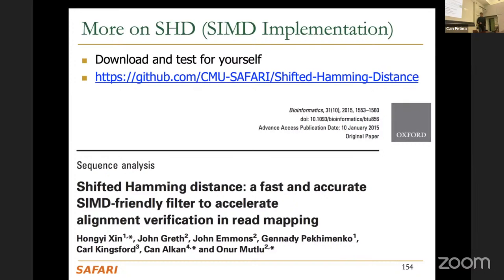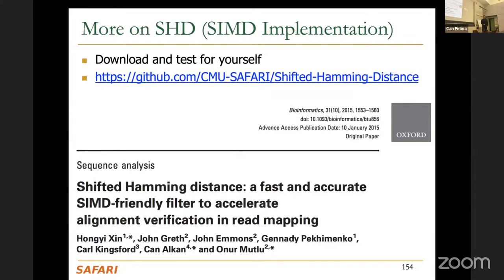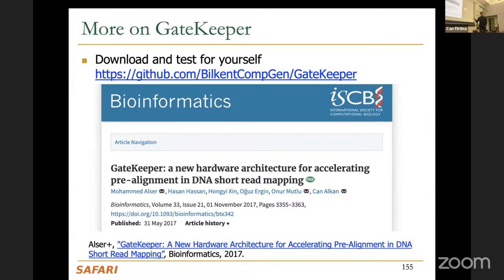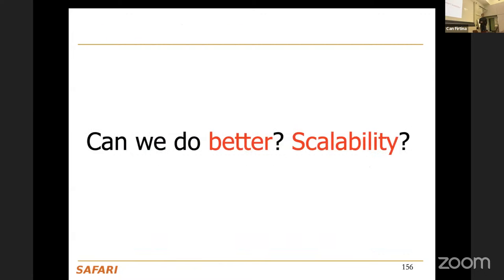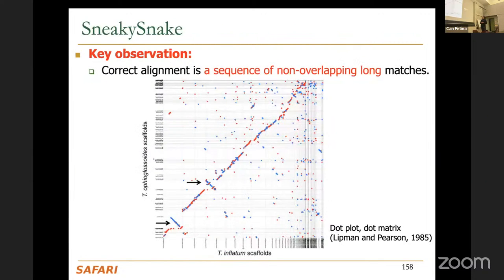So this is how we essentially achieve high performance improvements and also energy improvements and so on. And this is based on the shifted Hamming distance idea. You can take a look at the HARVEST works, and this is the GateKeeper paper. And of course, we look into better ways of doing it. For example, Sneaky Snake is another example. Again, it tackles a similar problem, but to make it more sensitive and also scalable.